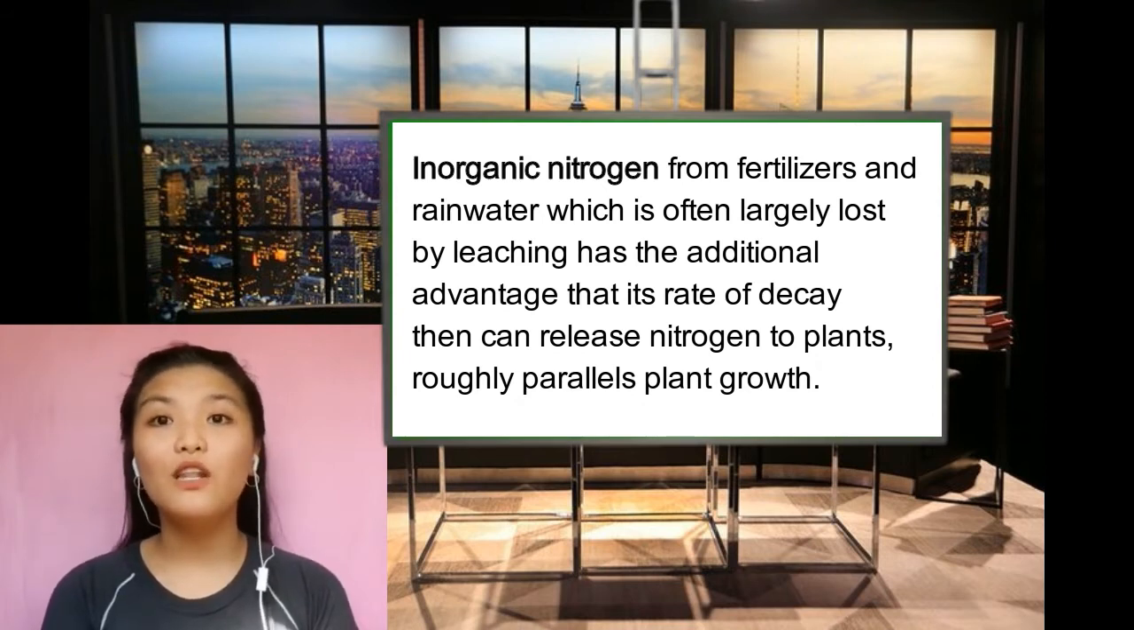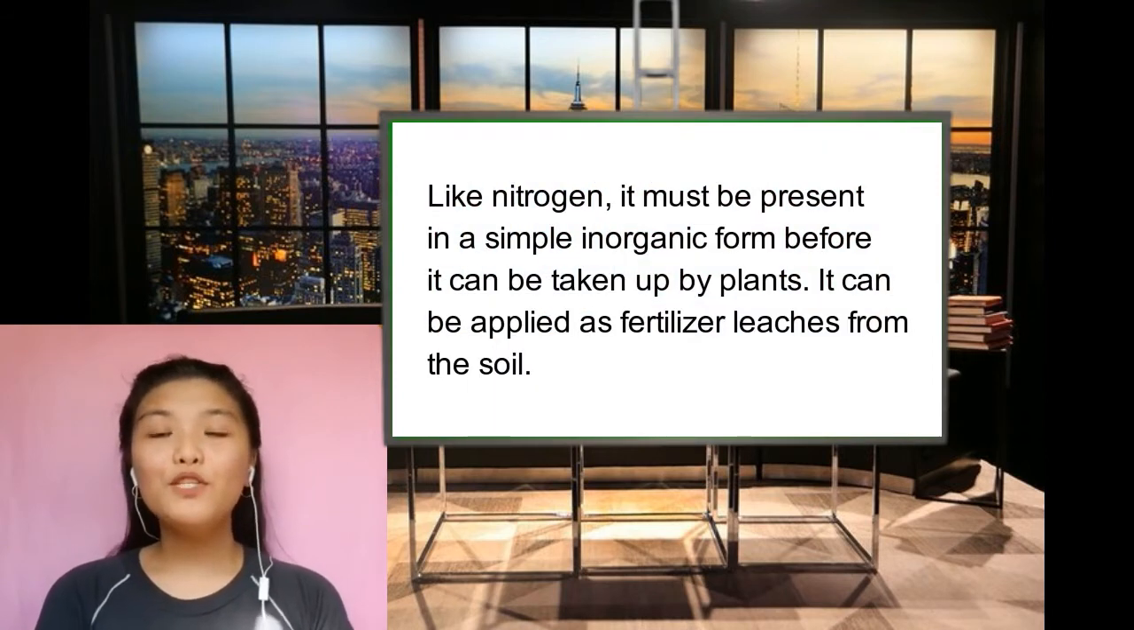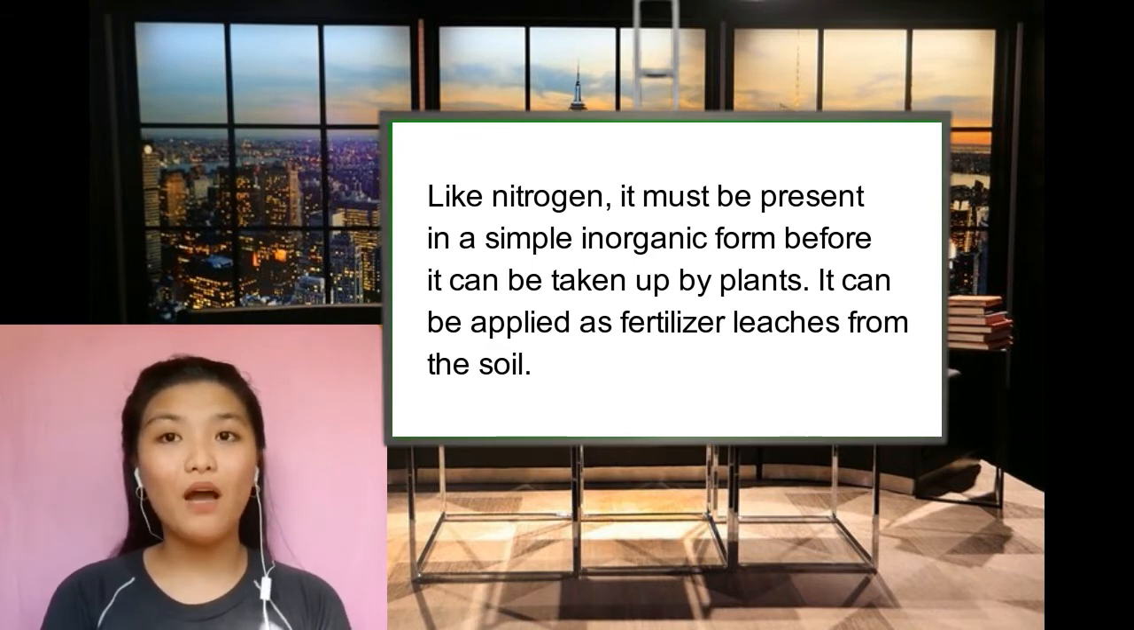which is often largely lost by leaching, and has the additional advantage that its rate of decay can release nitrogen to plants roughly parallel to plant growth. So you can see in Figure 3 the nitrogen sinks and the pathway in soils according to Manahan 2010. Also, the phosphorus. Phosphorus, like the nitrogen, must be present in a simple inorganic form before it can be taken up by the plants.